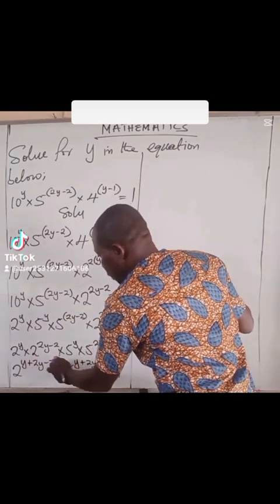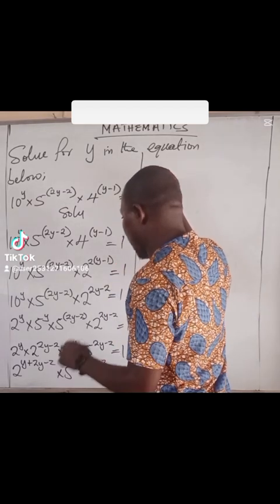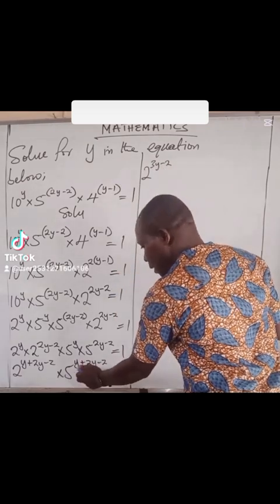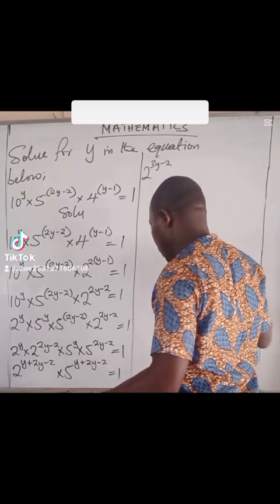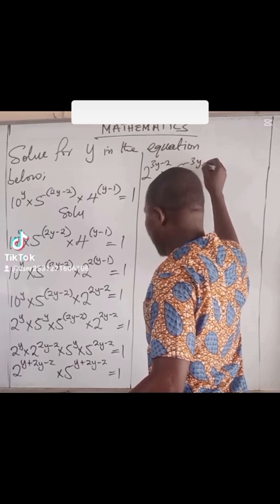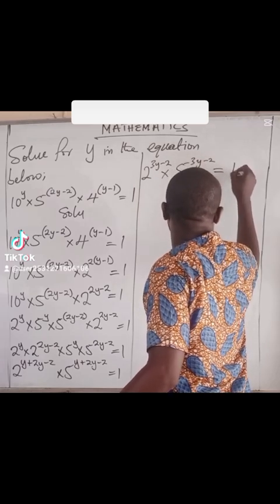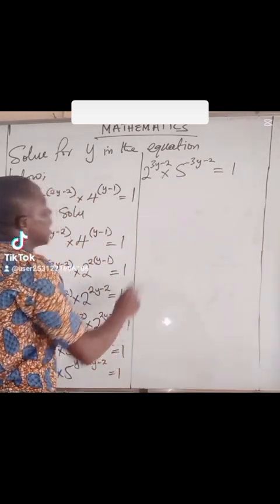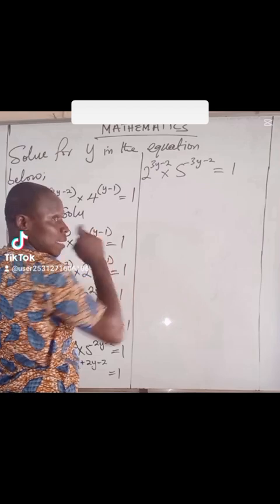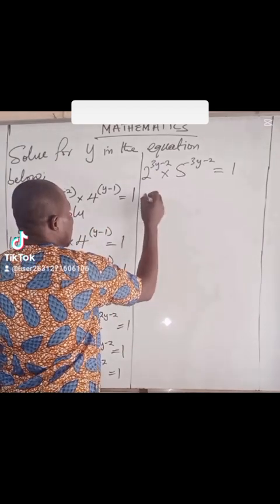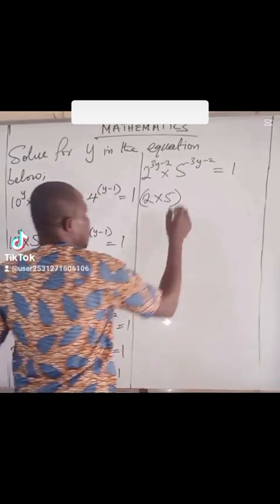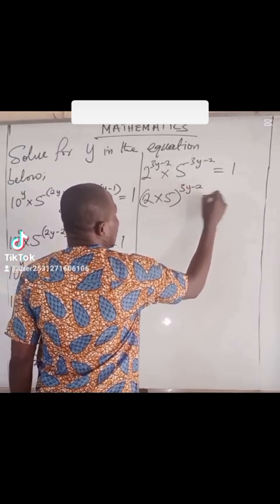Okay, so we continue from here. This y plus 2y is going to give us 3y, so that we're going to have 2^(3y − 2). Then we have the same thing here. y plus 2y is going to give us 3y, so we have multiplied by 5^(3y − 2) = 1. Okay, now we can see that they have common powers, but their bases are different. So we multiply the bases and take one of the powers, still standing on the same law we have established earlier. So this is going to give us (2 × 5)^(3y − 2) = 1.